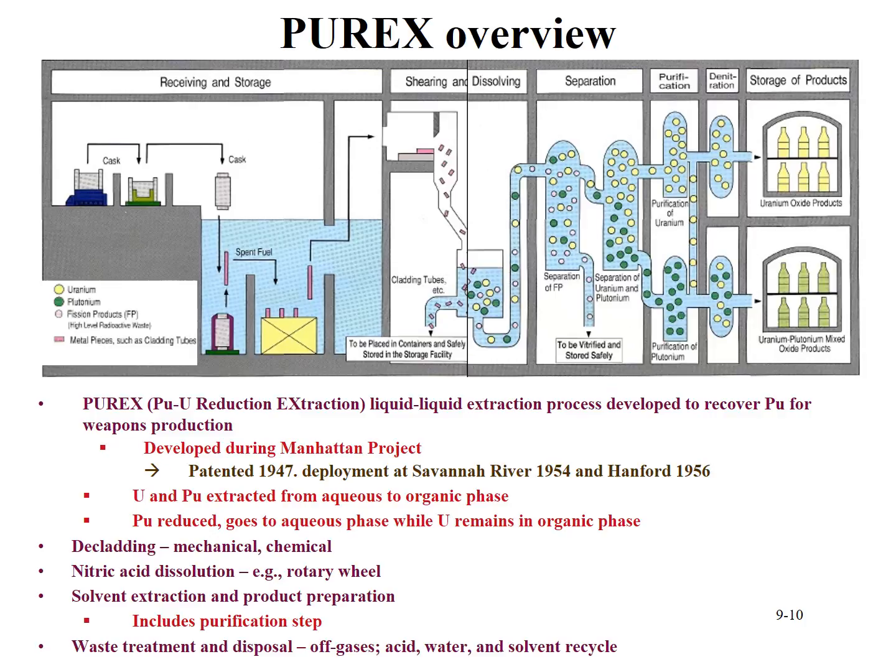Some of the processes involved in the overall Purex process include a decladding, some sort of mechanical and chemical decladding step, which would occur here, a nitric acid dissolution step, which includes taking the material, mixing it with a rotary wheel, as shown here, solvent extraction, where the aqueous and organic phases wind up being mixed, as shown in the separation area, and then a purification step and waste treatment.